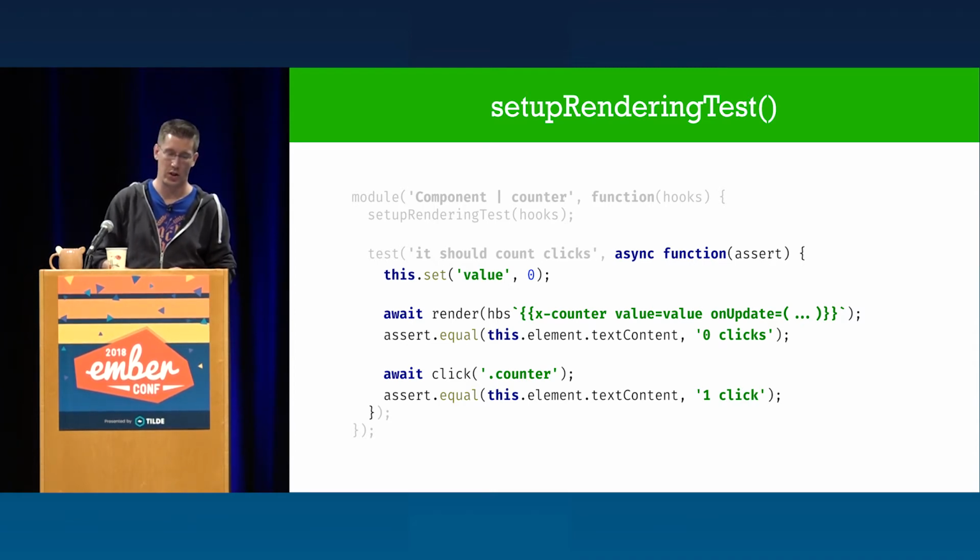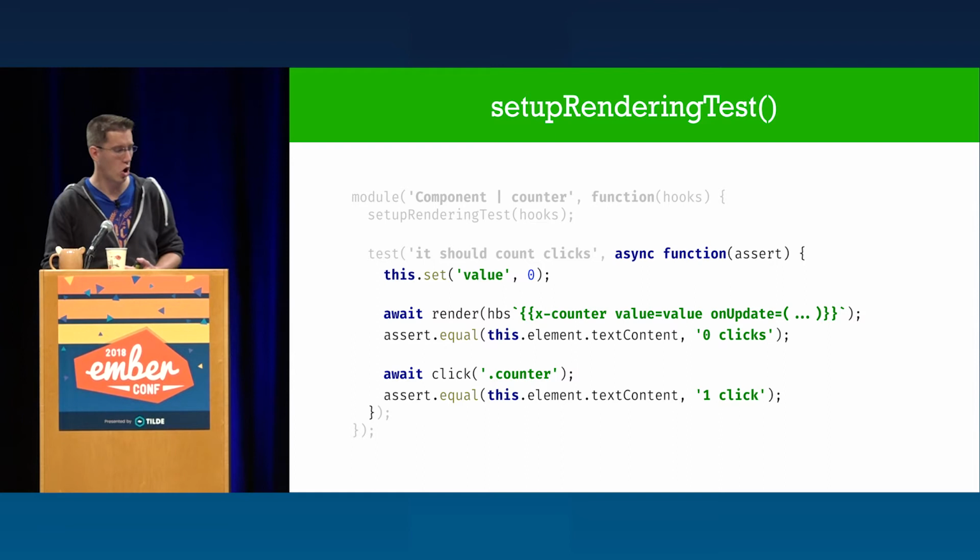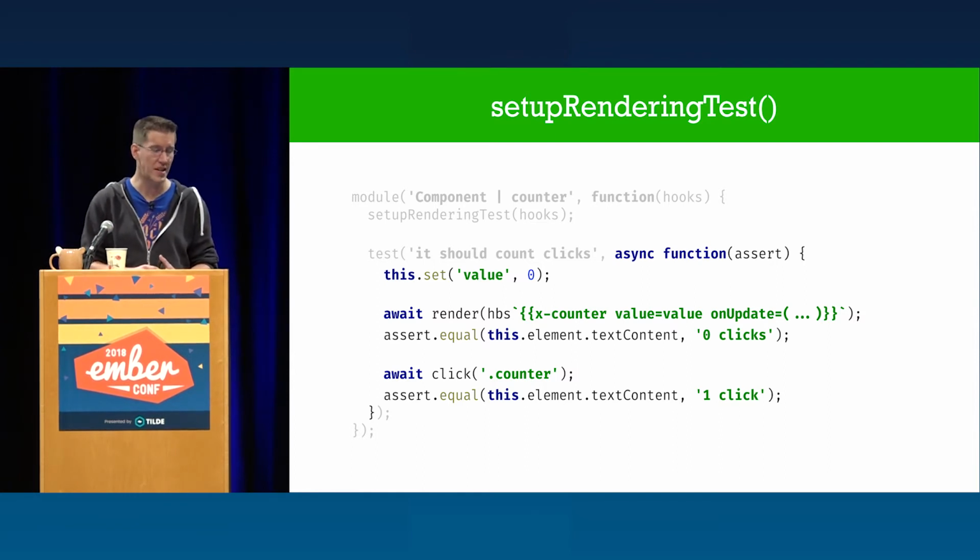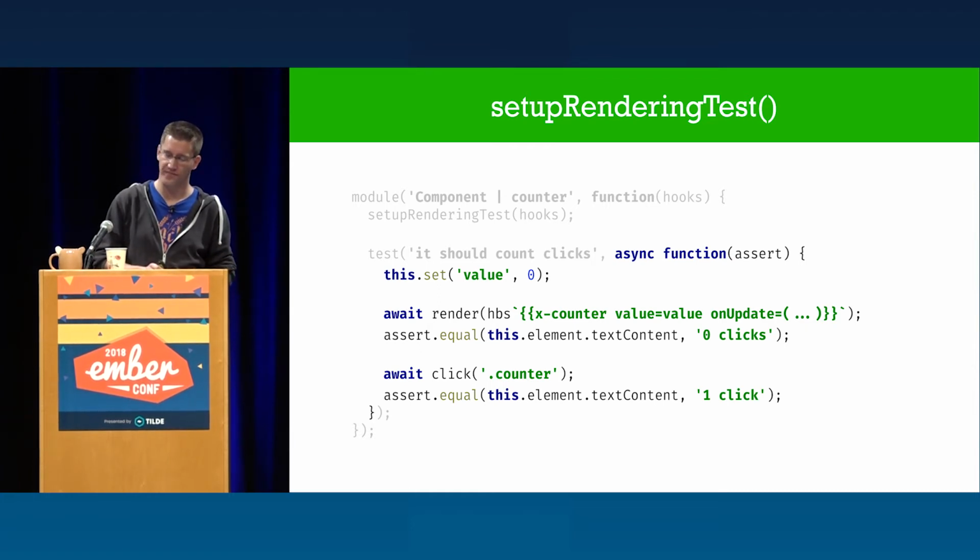So as you can see, we are calling the render function. We're passing in a template, basically rendering an X-counter component, for example. And we are awaiting the render function result. The reason why we're doing this: in the keynote today, you heard about async rendering, and that is basically incrementally rendering over multiple time slices, more or less. And if we would just continue synchronously, the template might not actually have finished rendering.